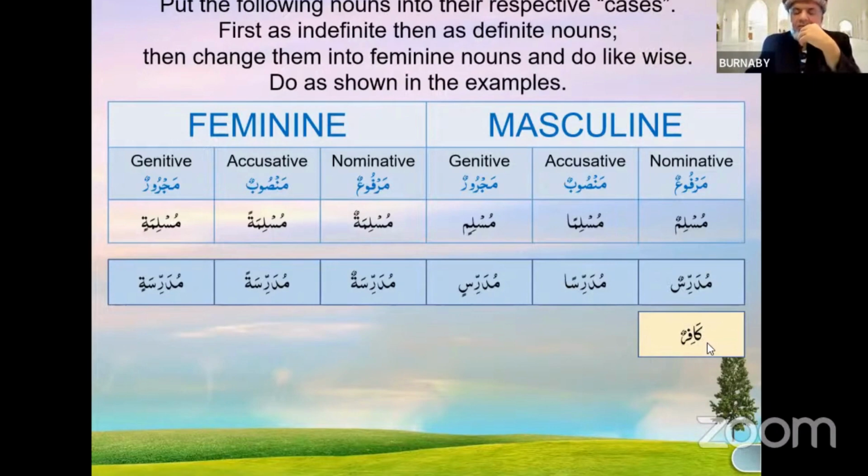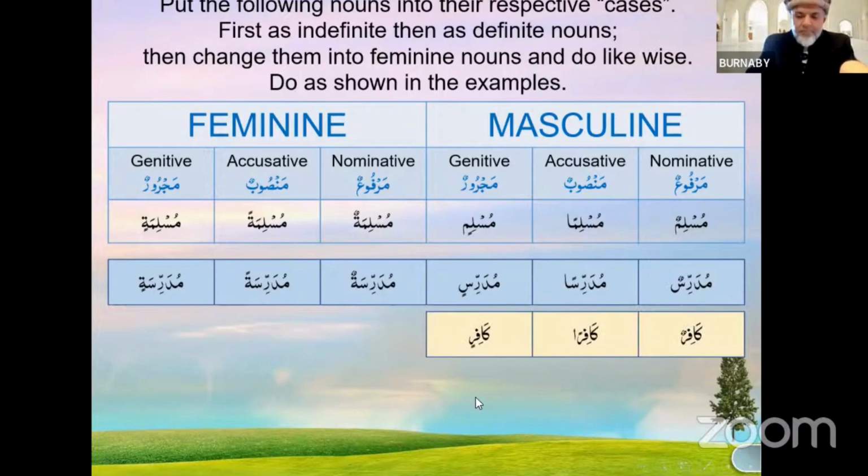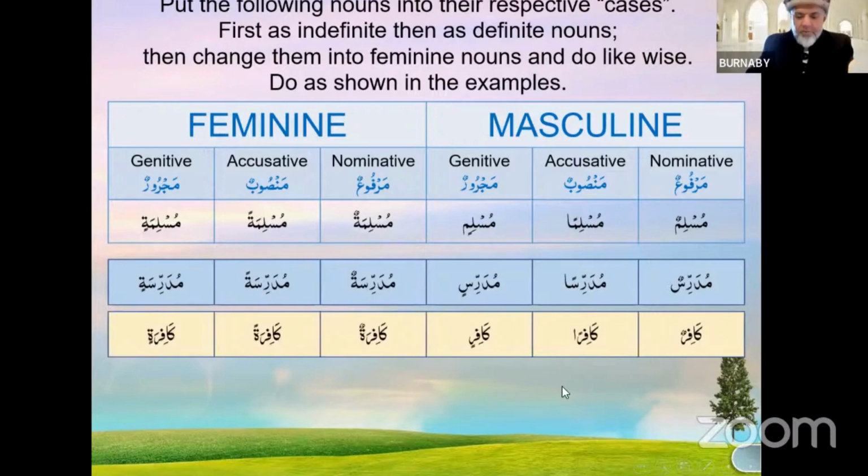Kafiratan. Okay, so Sister Farina, you go ahead, please. Kafirun. Okay, we are asking for male, right? Kafirun, kafiran, kafirin. Okay, Brother Taj, give me the feminine of kafirun. Kafiratun, kafiratan, kafiratin. MashaAllah, very good job.